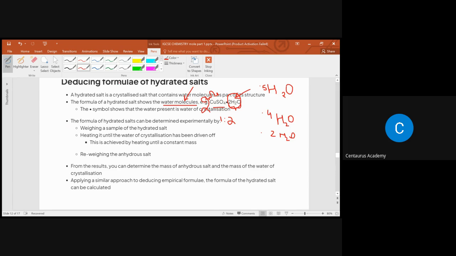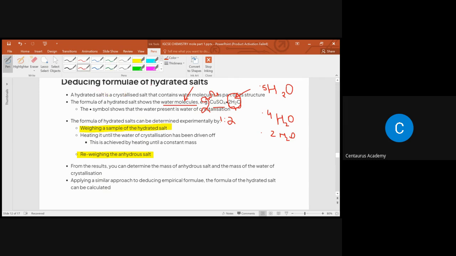But the formula of hydrated salts is also determined experimentally. How? By weighing the sample of hydrated salt, and then reweighing the anhydrous salt, you get to know the actual amount of water which has evaporated. Hence you are able to identify the number of water molecules present within the hydrated salt. This is another part of the story, and we will do it when we go through preparation of salts.